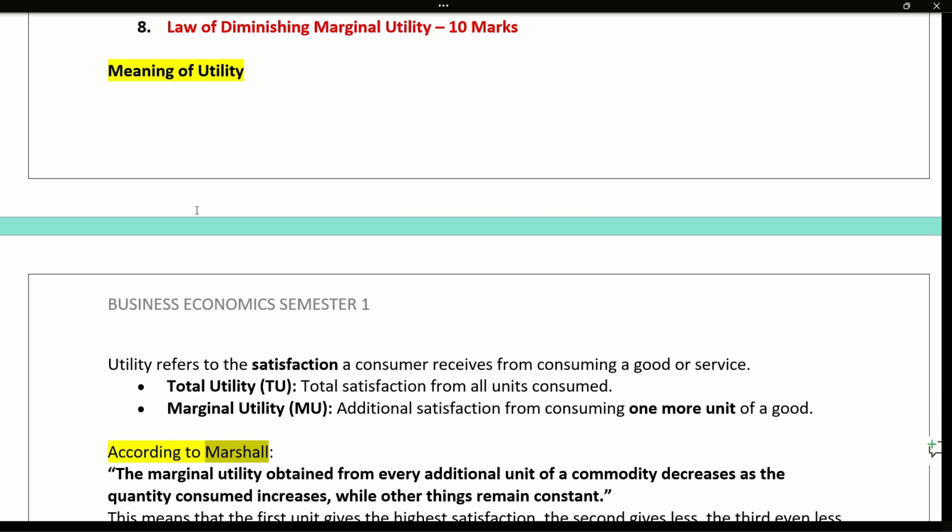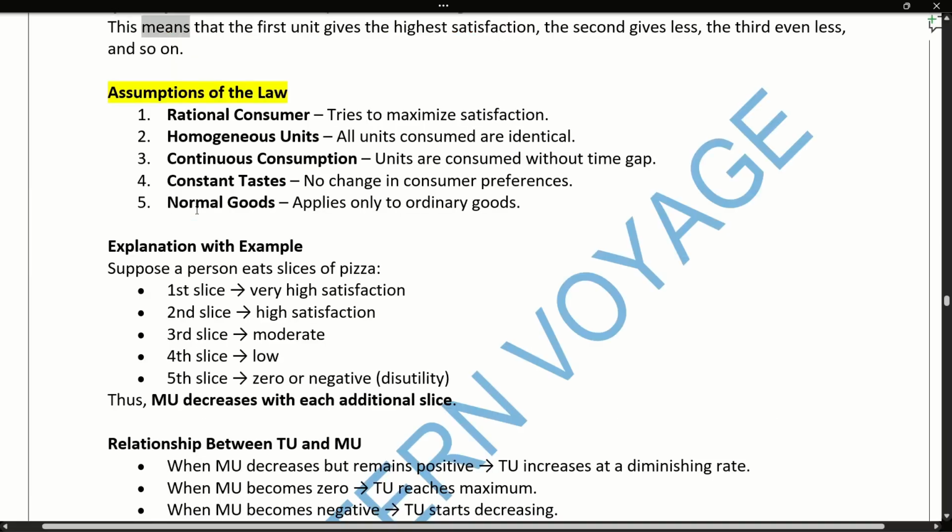According to Marshall, the marginal utility obtained from every additional unit of a commodity decreases as the quantity consumed increases, while other things remain constant. This means that the first unit gives the highest satisfaction, the second gives less, the third even less, and so on. Assumptions of the law.